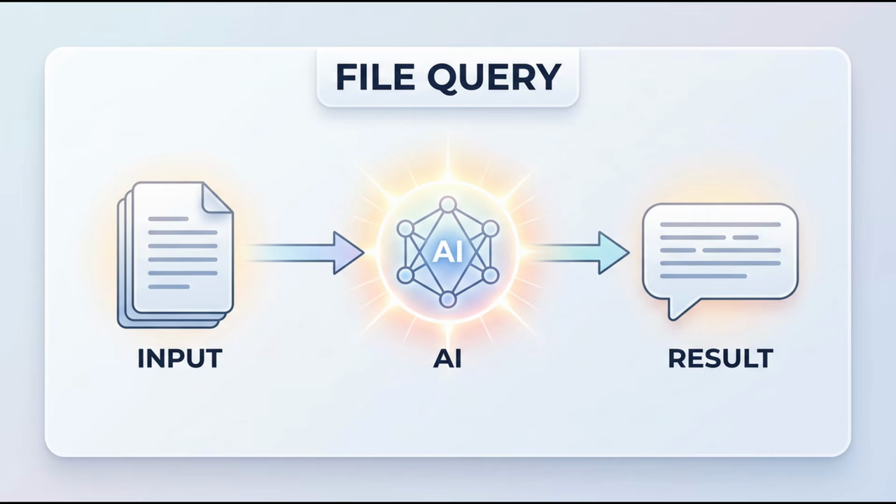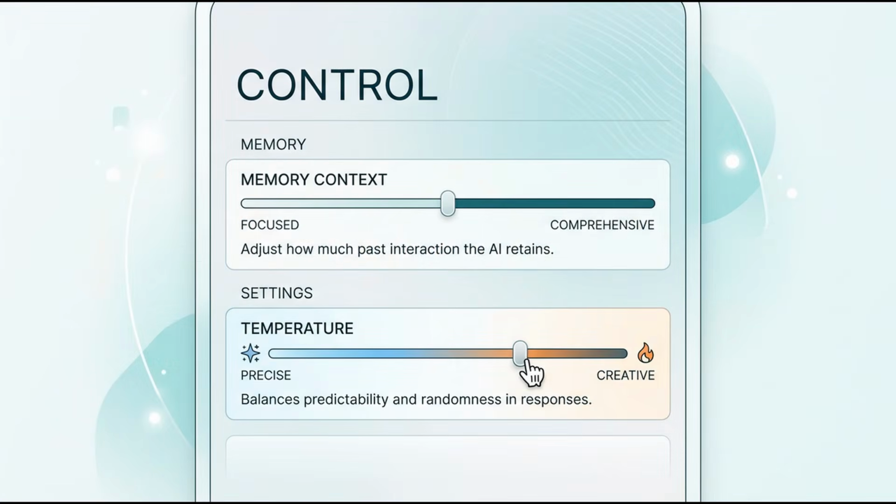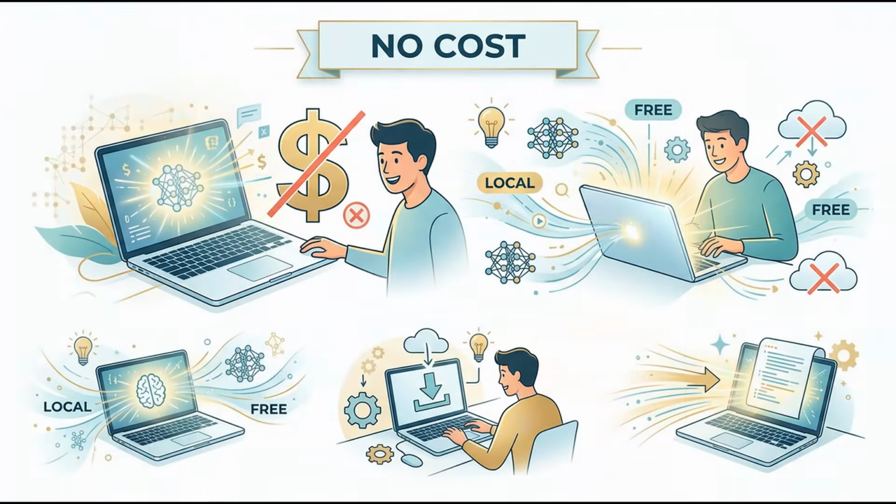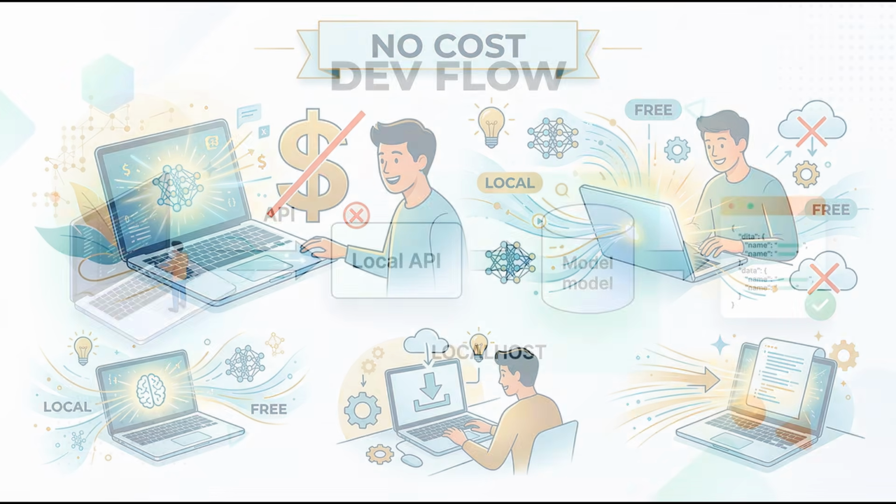Local AI can process files stored on your machine. You can ask questions about documents and get responses without uploading data anywhere. You control everything. Model selection, memory usage, and configurations are fully in your hands. Nothing is hidden or managed externally. There are no usage costs. Once the model is downloaded, you can run it unlimited times without paying per request or per token.